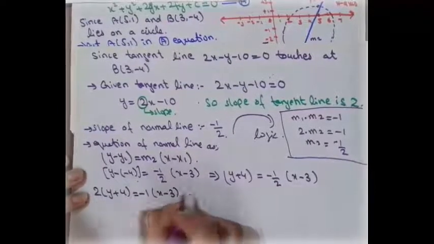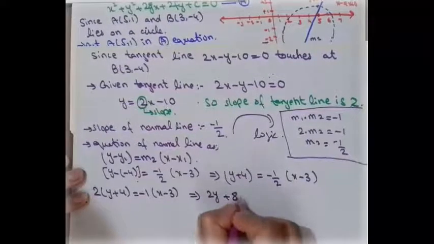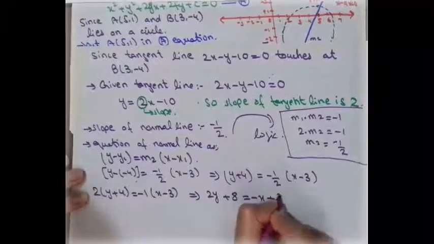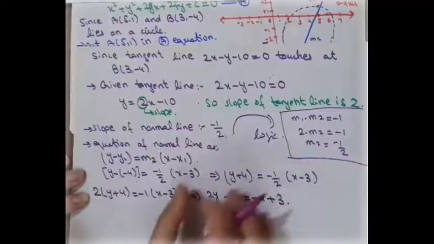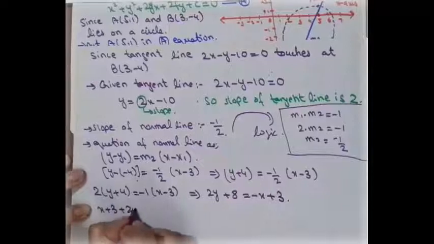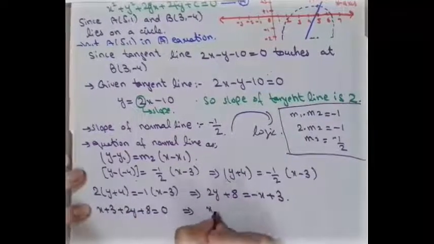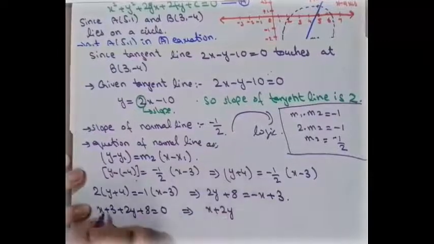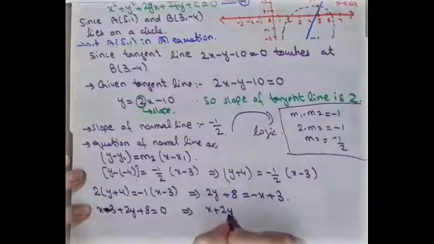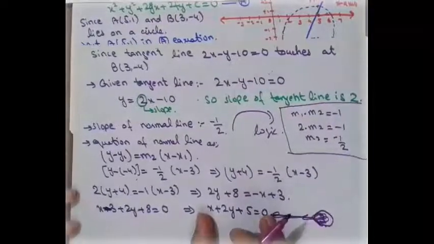If we multiply this, it will be 2y plus 8 equals -x plus 3. If we take this to the other side, it will be x plus 2y plus 8 minus 3 equals 0. So it will be x plus 2y plus 5 equals 0. So here is the equation.